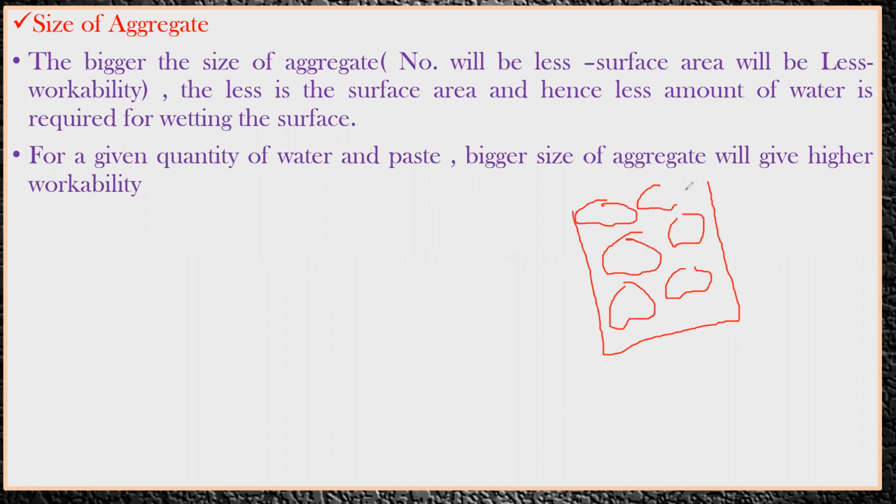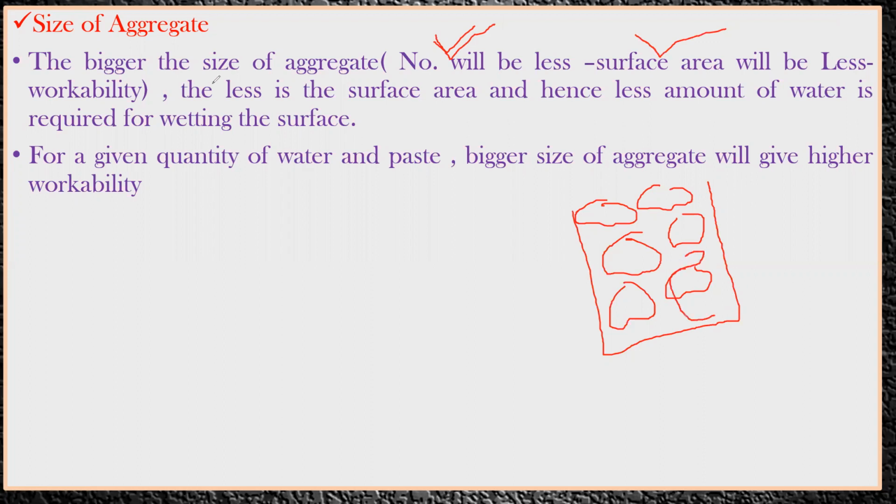If the size of the aggregate is bigger, then what is going to happen? The number of aggregates will be less because the size is big. So in this container, if I'm putting bigger sizes, the number of aggregates is going to come down. If the number of aggregates is less, what is going to happen? Surface area is also going to be less. And if surface area is less, then what is going to happen? More cement paste will be there for me, right?